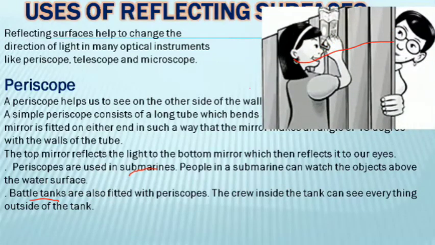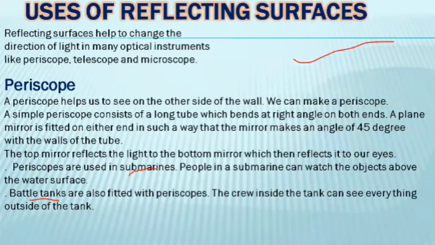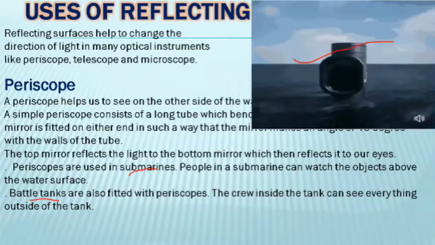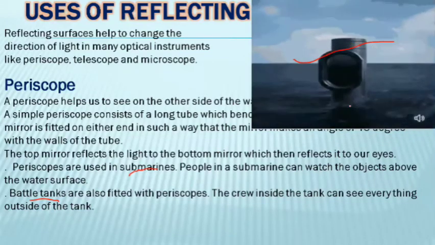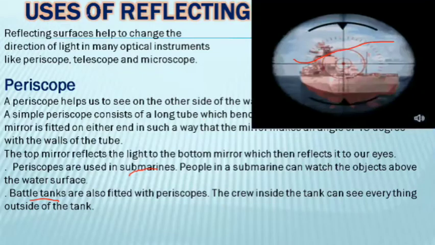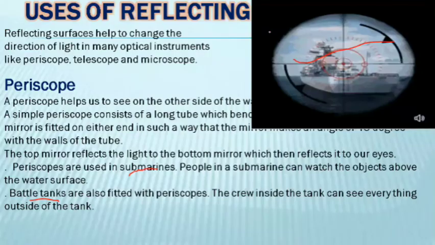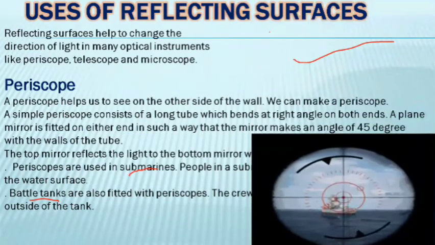Like on the other side of the wall, we can use a periscope to see, and we can use this one to see in submarines and battle tanks also. So the crew inside the submarine and battle tank can see from inside, out of the tank and submarine, everything which is going on there.